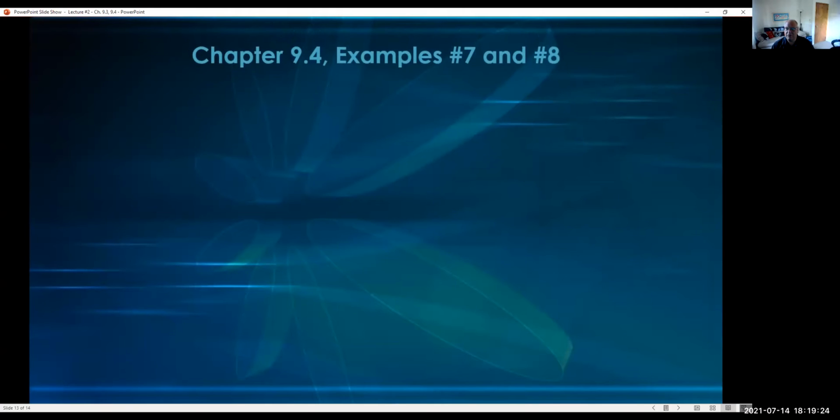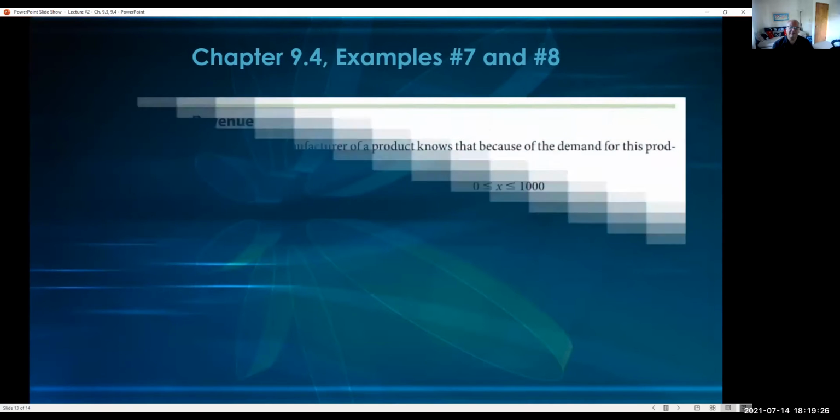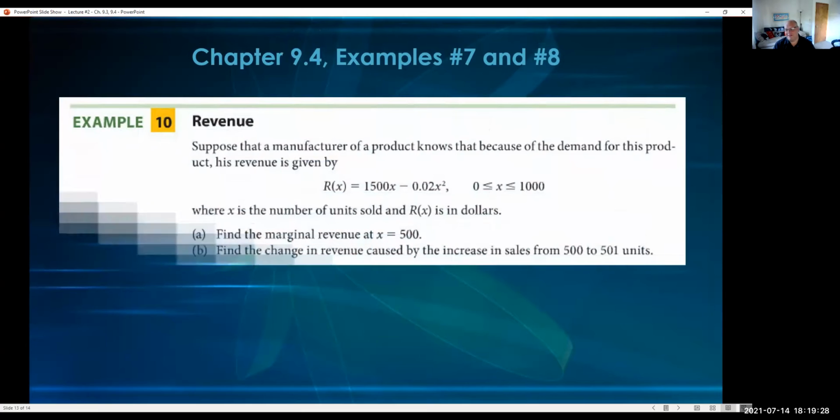Okay, we have a couple more little examples, and then we're almost done here. This one is about revenue. Couldn't let it go without doing revenue. It says, suppose the manufacturer of a product knows that because of the demand of the product, the revenue is given by this particular formula. X is the number of units sold. Find the marginal revenue at X equals 500.